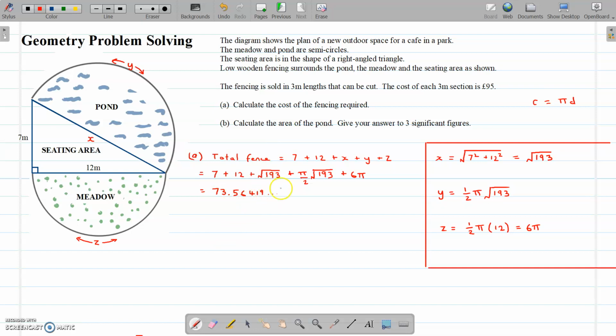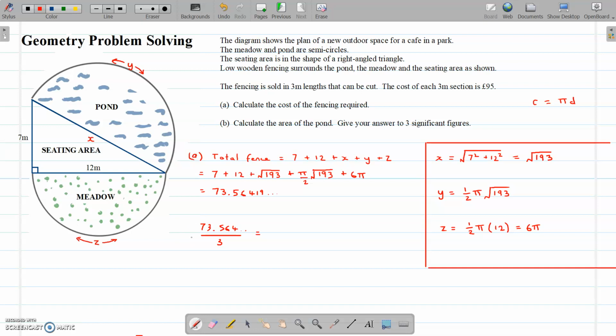Now it says here that the fencing comes in 3-meter sections. So now I want the number of sections of fencing. 73.564, and divide that by 3. Now, I can probably see the answer is going to be that I need 25 sections of fencing, but I'm just going to show that it's 24 point something. Let's just actually do what it is.